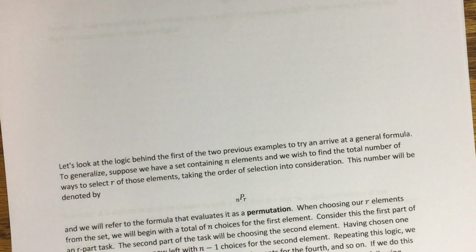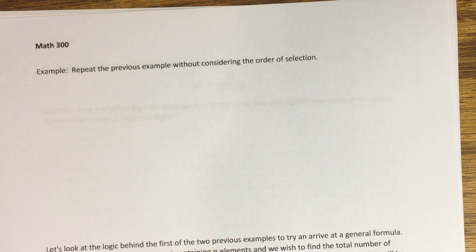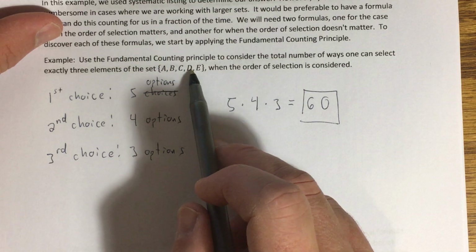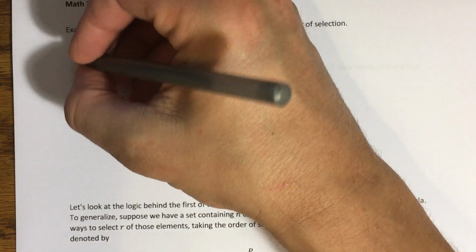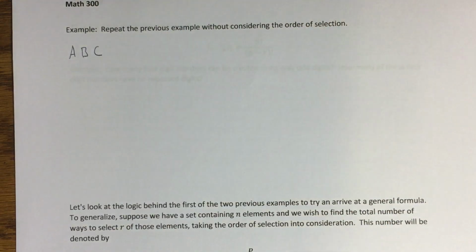All right, the second example I want to do is going to use the one we just did. It says repeat the previous example without considering the order of selection. Now let's think about this for a moment. Let's go back to this set, A, B, C, D, E. These are my 3 choices. Let's look at one possible sequence of letters that I could choose from that set. My first choice might be A, my second choice might be B, and my third choice might be C.